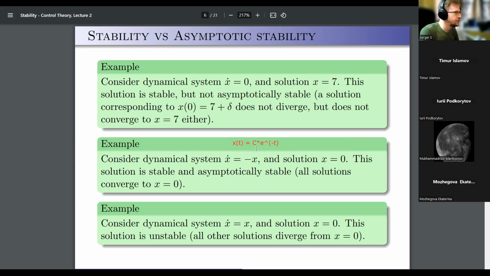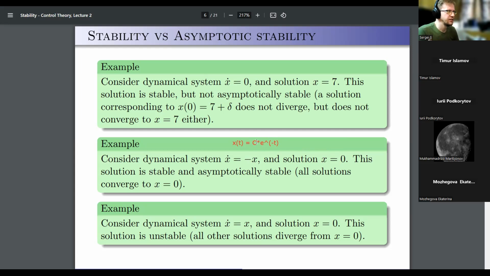So the solution is a constant, which is the initial condition in this case, times e to the power minus t. As you can see, e to the power minus t will tend to 0 as t goes to infinity. So no matter what constant we choose, we will always tend towards 0. So every solution will approach x equals 0, right? C depends on the initial condition.